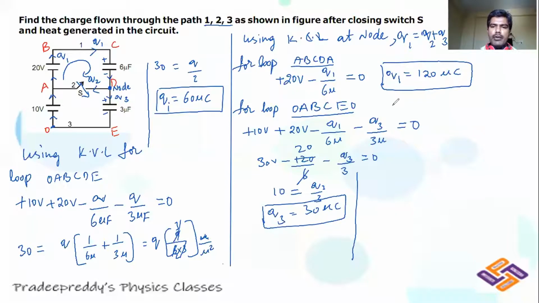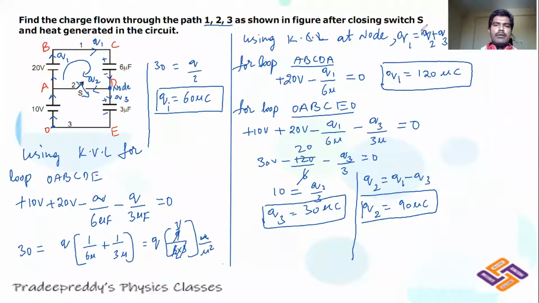So Q3 we have got, Q1 we have got. From there you can find out Q2. Q2 is equal to Q1 minus Q3. That gives you Q2 is equal to 120 minus 30, that is 90 microcoulomb. These are the charges flowing through first path, second path and third path.